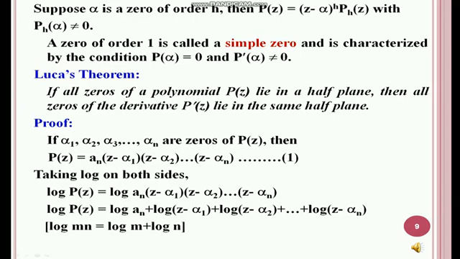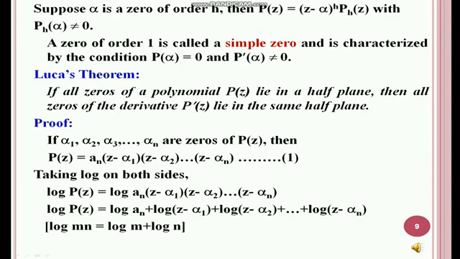Proof. Consider p of z as a polynomial of nth degree. So we get n roots. Let the roots be alpha 1, alpha 2, alpha 3 up to etc. alpha n, the zeros of p of z. Then p of z can be written as p of z equal to an into z minus alpha 1, z minus alpha 2 up to etc. z minus alpha n. Consider this as equation 1.